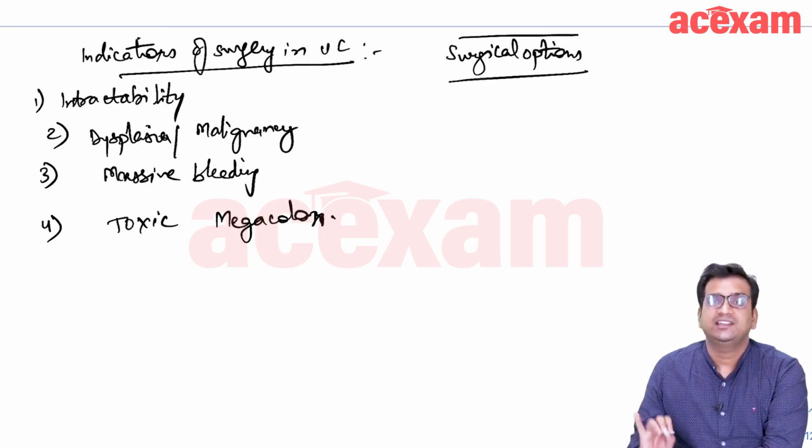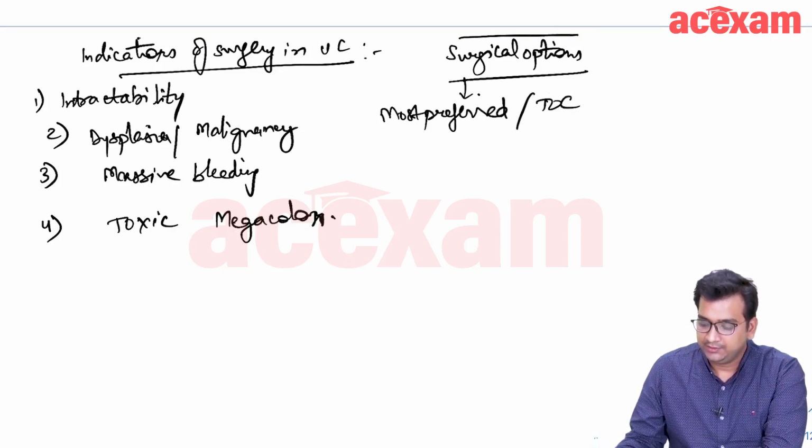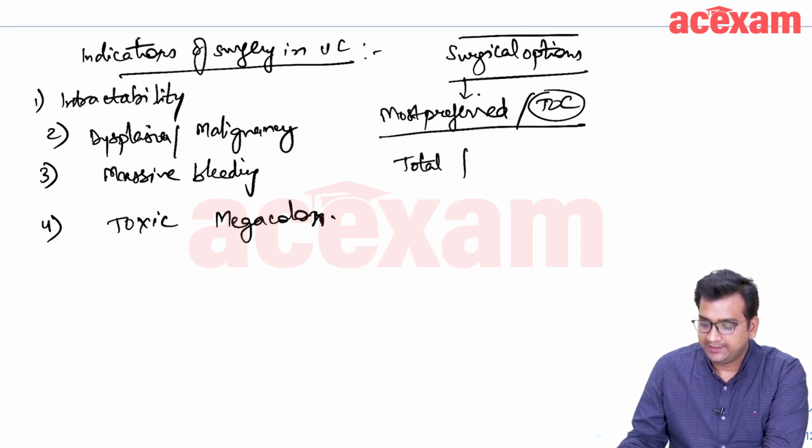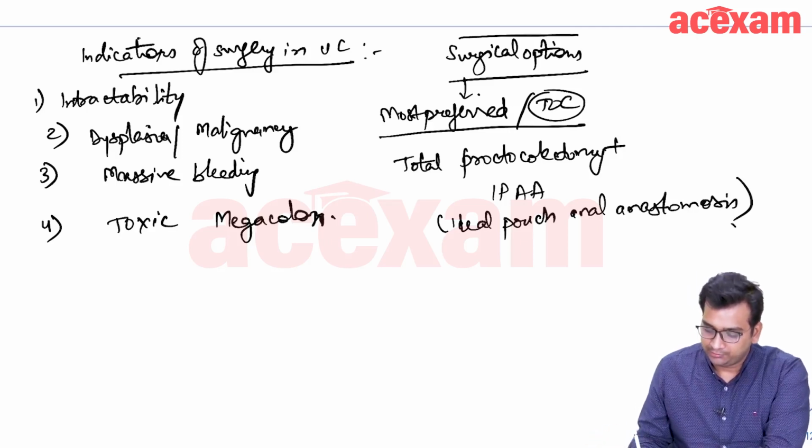In Crohn's disease, there is resection and anastomosis, whereas in ulcerative colitis, the most preferred surgery or the treatment of choice is total proctocolectomy with ileal pouch anal anastomosis. Now, what is this total proctocolectomy and ileal pouch anal anastomosis?